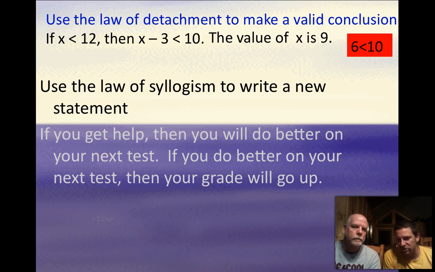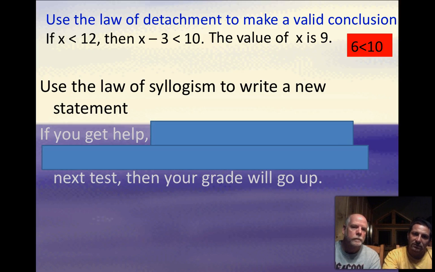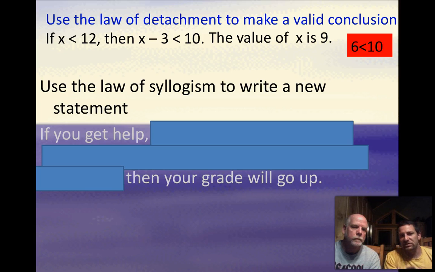What you want to do with the law of syllogism is find which thing repeats itself. That's what you're really looking for, and obviously it's the test. It's the second part of the first statement, then you will do better on your next test, and it's the hypothesis of the second statement, if you do better on your next test. There's the middleman, and if you eliminate that, then all you have left is if you get help, then your grade will go up.